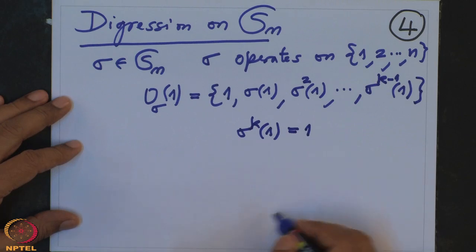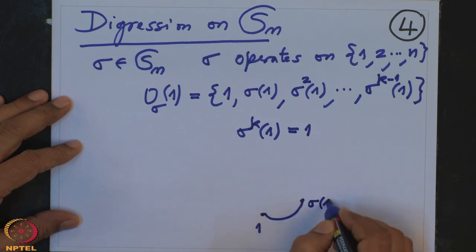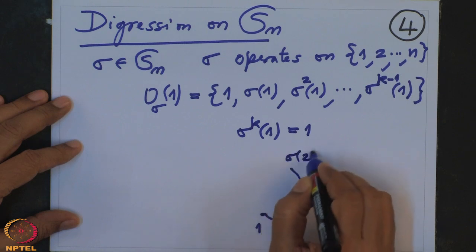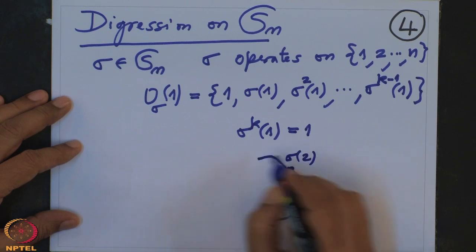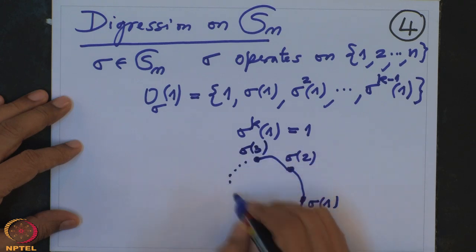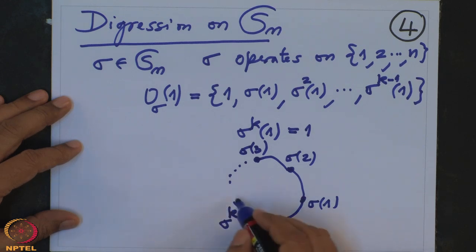So, pictorially it starts like this. 1, you start with 1, then sigma 1, then go to sigma 2, then go to sigma 3, and keep doing this. Ultimately, you will come back to 1. This is sigma power k, 1, that will be 1.